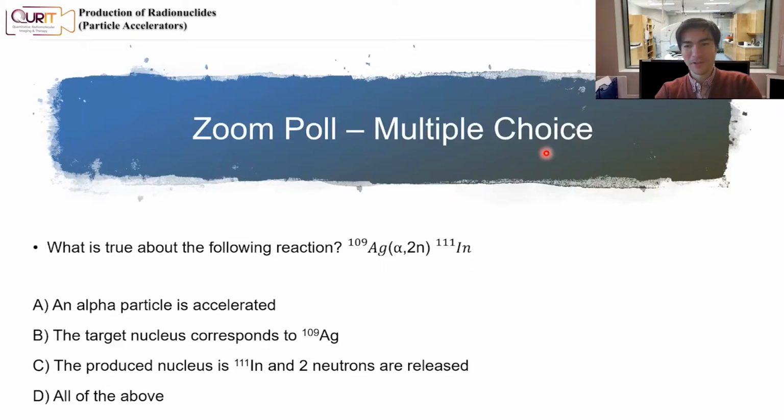Okay, I'm going to stop this poll and share the results. Most people got it right. We're using a target that is silver-109. We're bombarding it with an alpha particle. We're obtaining indium-111 as a product, and in that process, two neutrons are released. So A, B, and C all happen. The answer is D, all of the above. Most people answered right, so it looks like people are understanding this notation. If you didn't answer right, take a look again and ask me questions if it's still not clear.